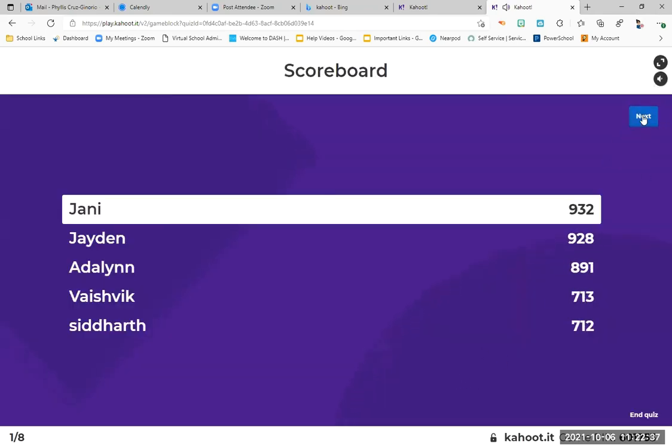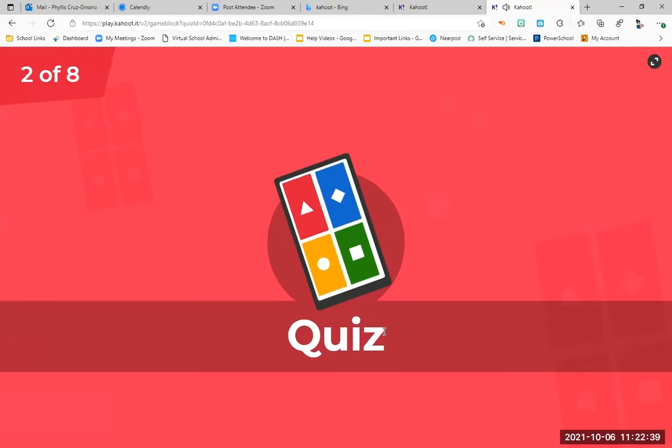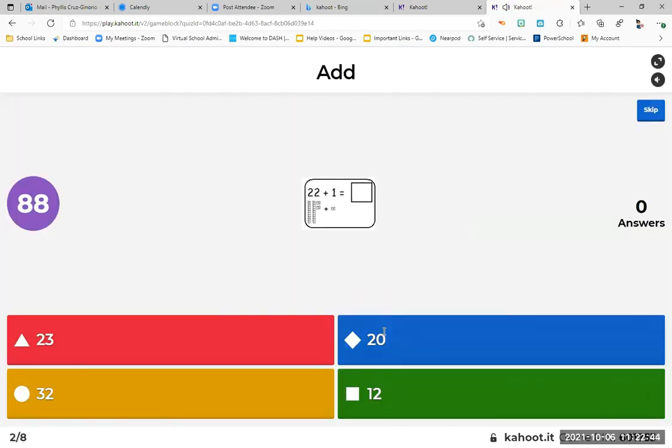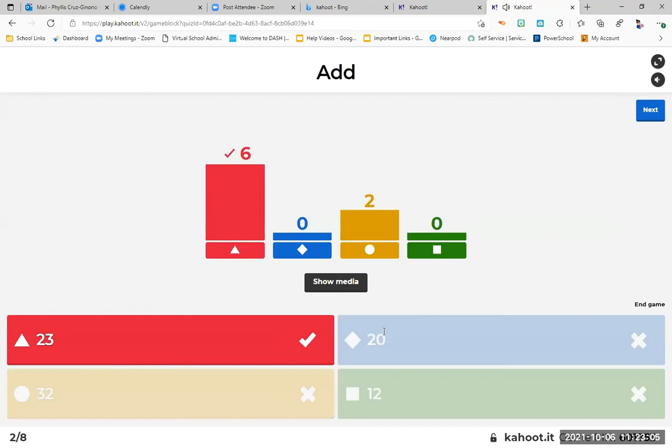Let's do another one. Whoa, look at those scores. Now, number 2. Add 22 plus 1. Oh, come on. How easy is that? Well, notice that you have 2 10s and 2 baby 1s, and we're just adding 1 more baby 1. What number has 3 babies? Oh, look at the answers.